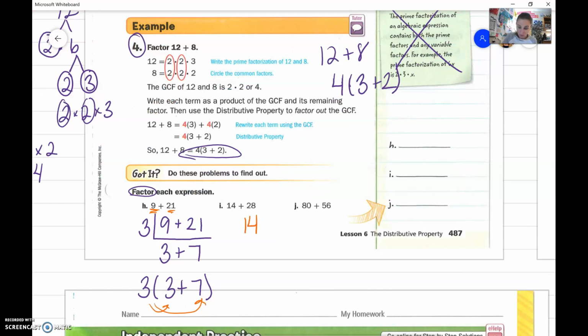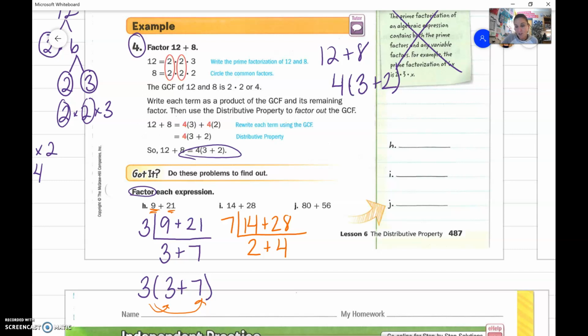So I have 14 plus 28. I've got to think of what is the greatest common factor of 14 and 28. When I look at this, my first instinct is to think 7. Watch what happens when I do pick 7. I know that I'm left with 2, and then 7 times what gives me 28? 7 times 4.